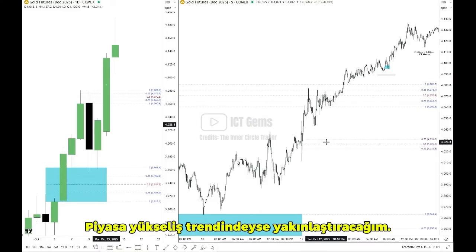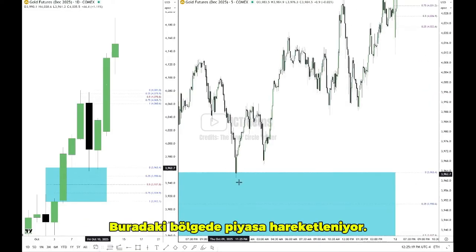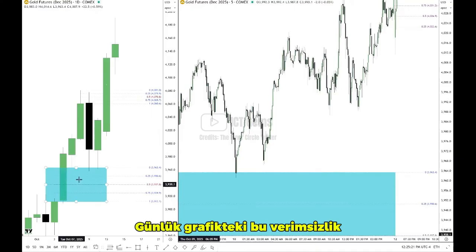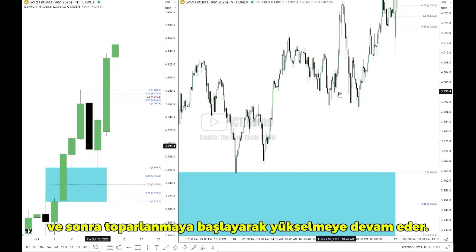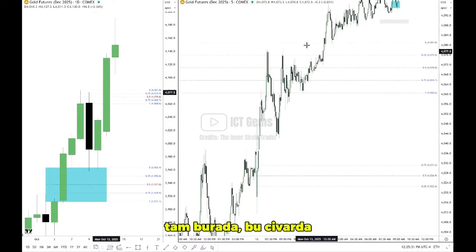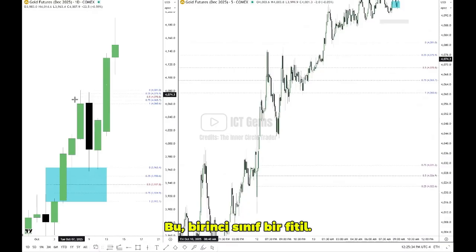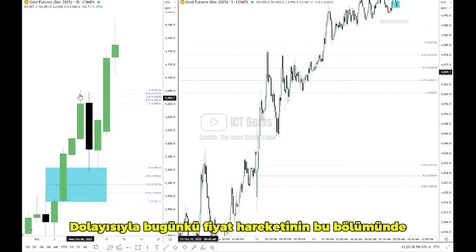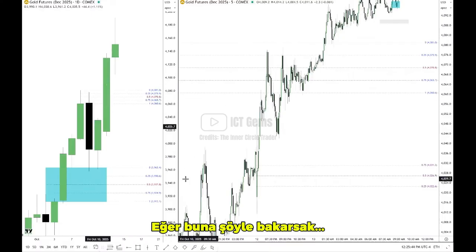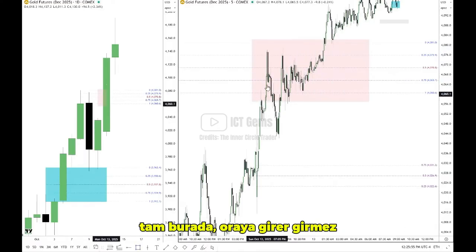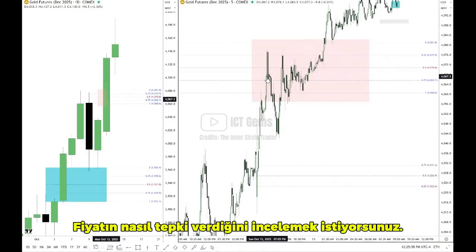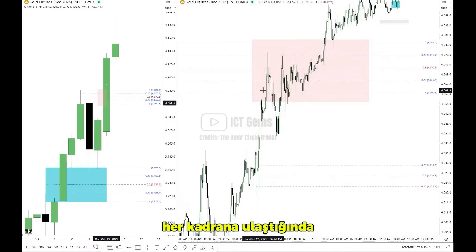Okay, so now watch. I'm going to zoom in. If the market's bullish, this area here, the market moves off that inefficiency on the daily chart. Then it comes back down in the order block here and then rallies. It starts moving higher until we get up into that daily wick in this vicinity right here. That's this premium wick. So in this portion of price action on this day, which is yesterday's trading, if we look at that like this, your eye needs to be inside this little area right here. As soon as we enter that, you want to study how is price reacting when it gets to every quadrant and consequent encroachment level.